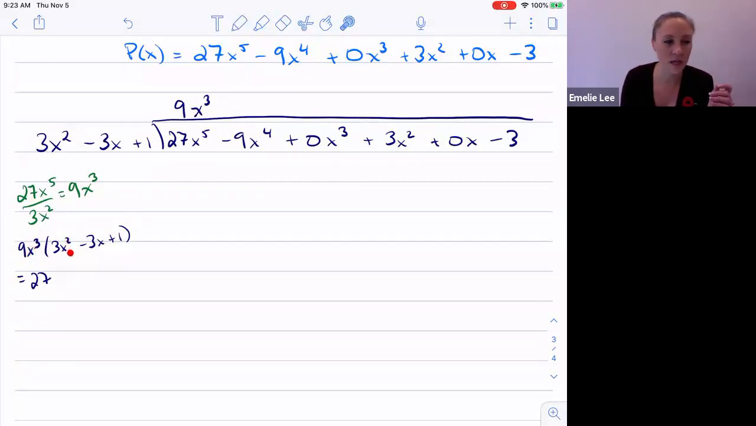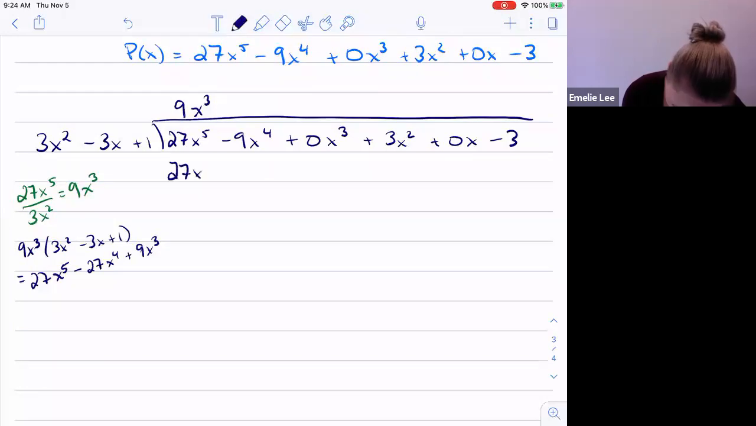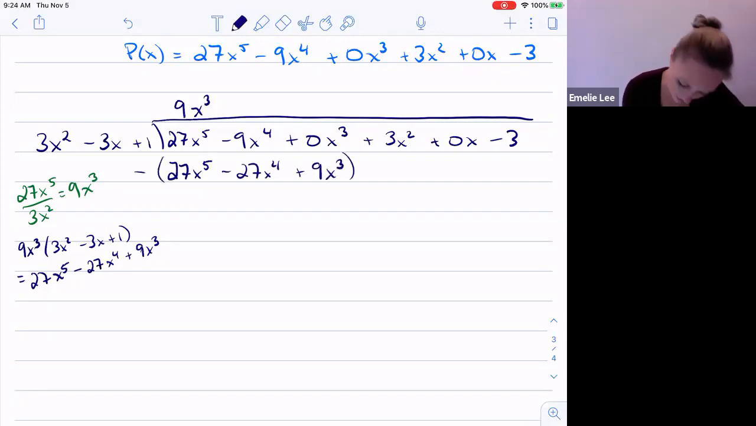9x to the 3 times 3x squared is going to be 27x to the 5th, which is what we're forcing here. Right? If you've got the same base, then you can add your exponents. 9x to the 3 times minus 3x is minus 27x to the 4th. Plus 9x to the 3. Okay. Now I'm going to put that in here. So I get 27x to the 5th minus 27x to the 4th plus 9x to the 3. And remember, we have to subtract these.